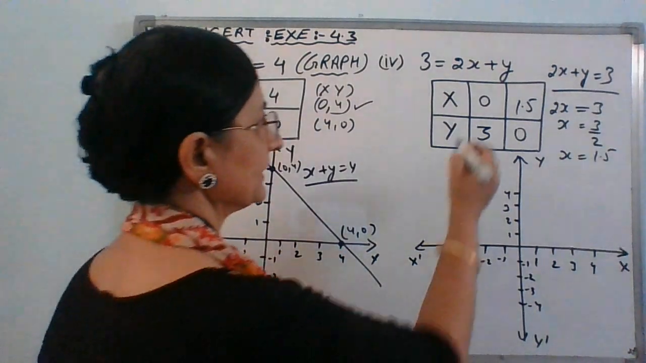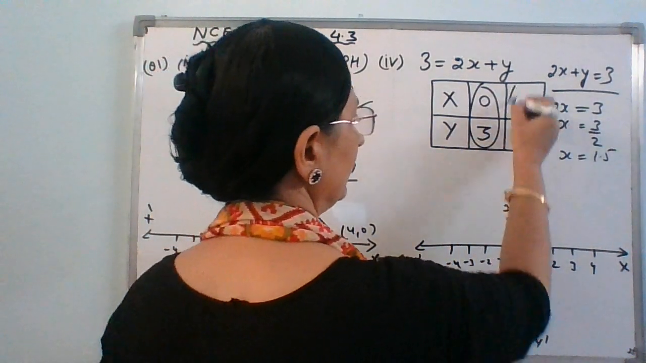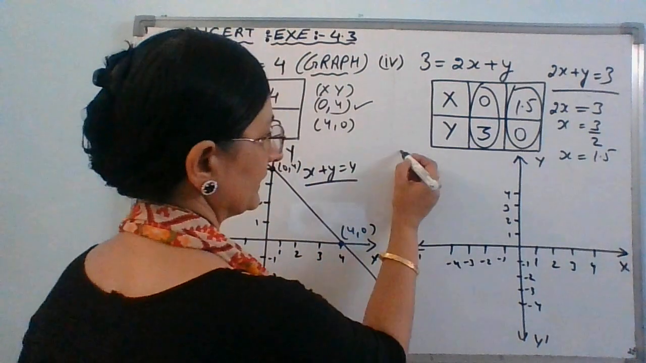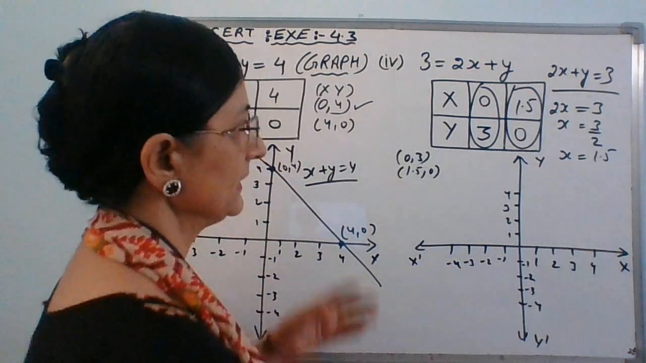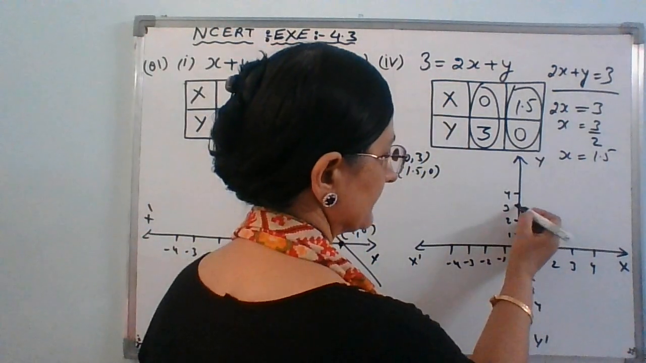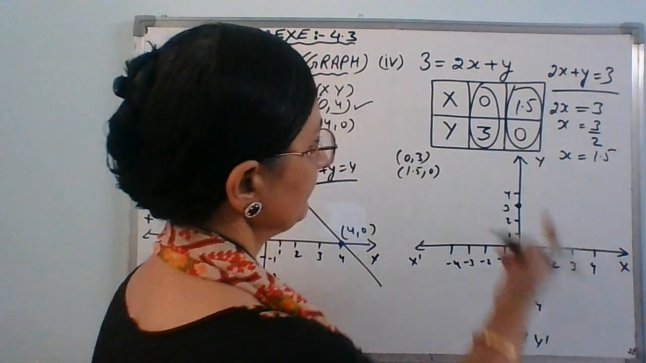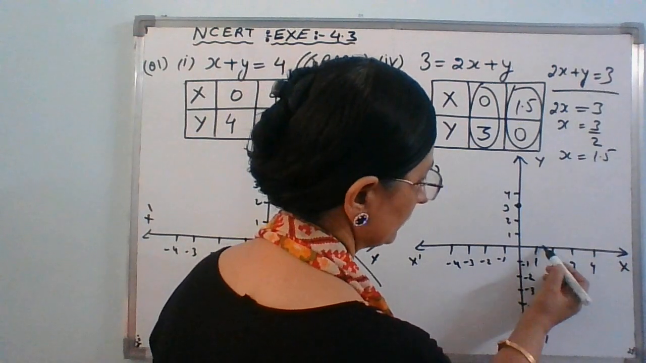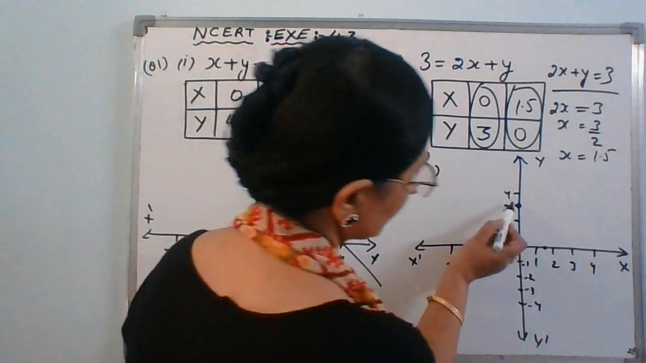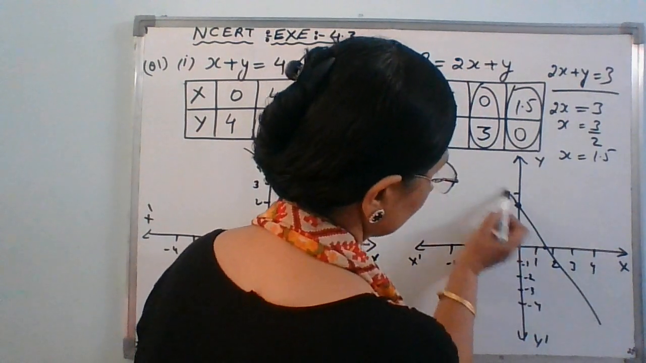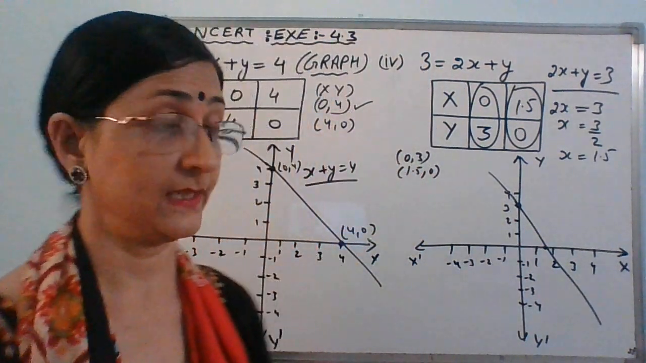Now we have to plot these points (0, 3) and (1.5, 0). For (0, 3), x is 0 and y is 3, this point. And x is 1.5, 1 and 2, here it's 1.5, and here y is 0. These are the 2 points. Now we just have to join these points and draw a line with the help of a scale, right?